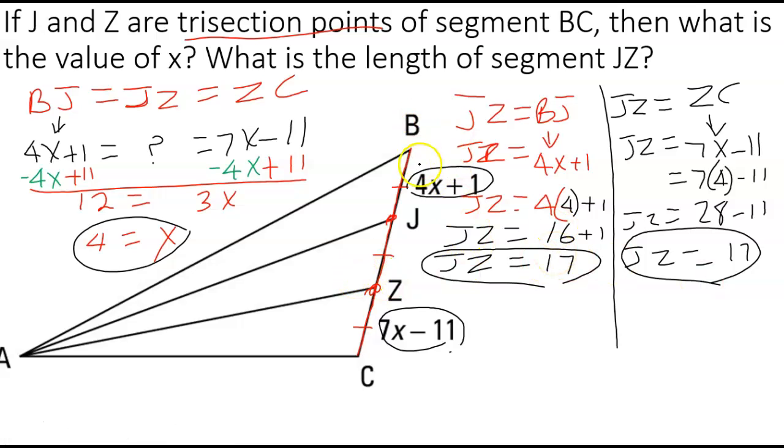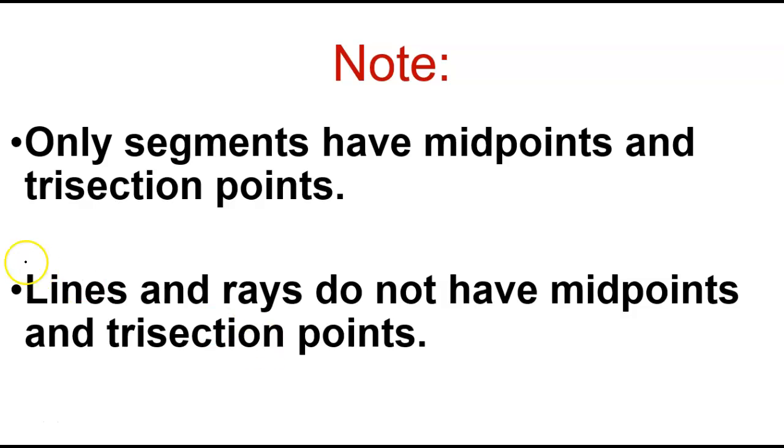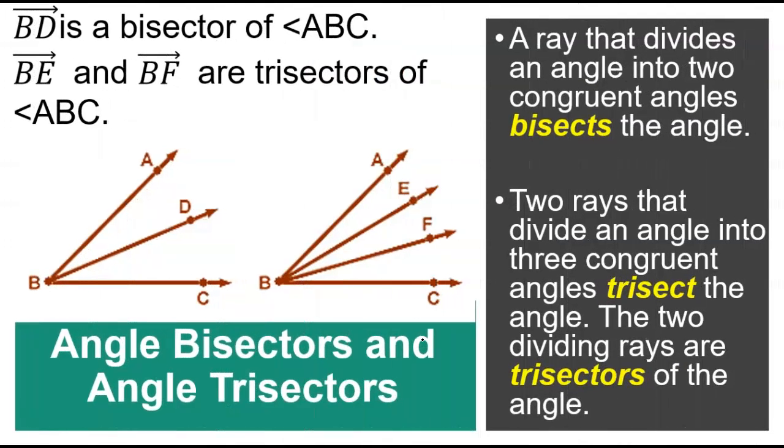Again, this trisection is only for segment BC. We do not assume that angle ABC is also trisected, that angle ABJ or JAZ or ZAC are congruent. No, unless we are told that. Also, remember again that only segments have midpoints and trisection points. Lines and rays do not have midpoints or trisection points.